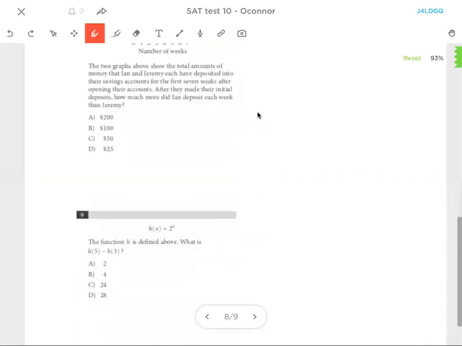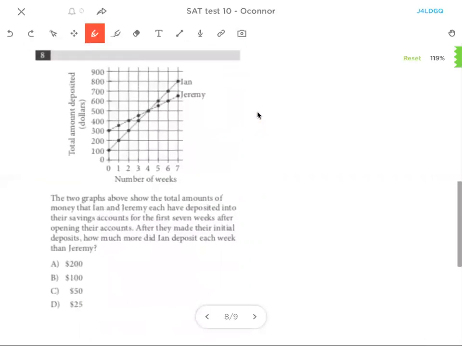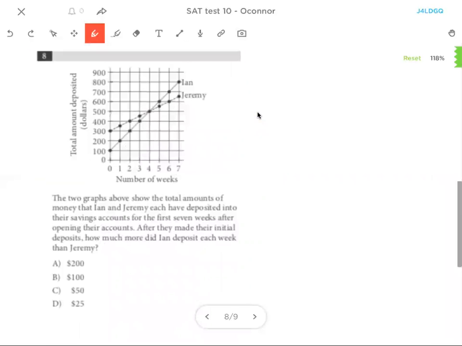All right, last one. Nope, second to last one. The two graphs above show the total amounts of money that Ian and Jeremy have deposited into their savings account for the first 7 weeks. How much more? So be careful. How much more did Ian deposit each week than Jeremy?